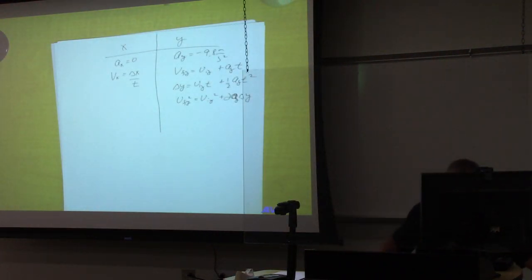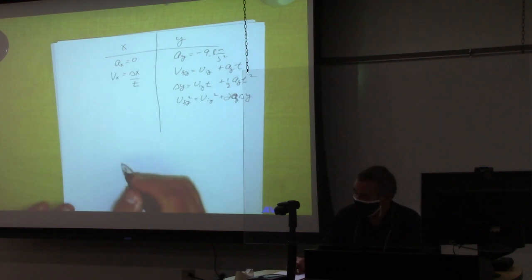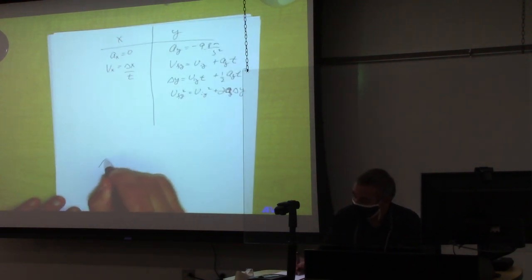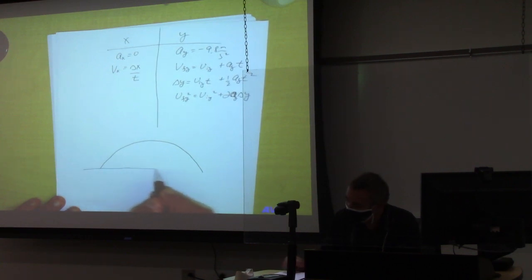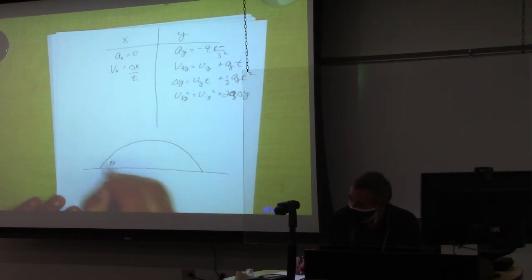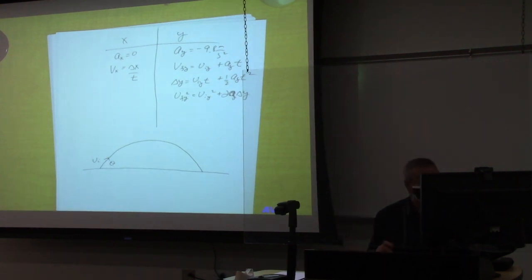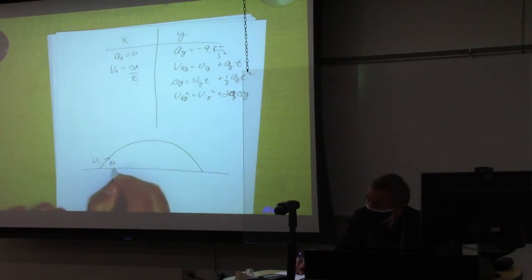So we want to be able to predict the range. This is just what you saw. If something goes like this, this is theta. This is the overall velocity. So it has an x part and a y part. The x part is this part of it. The velocity in the x turns out to be the initial velocity times the cosine of theta.